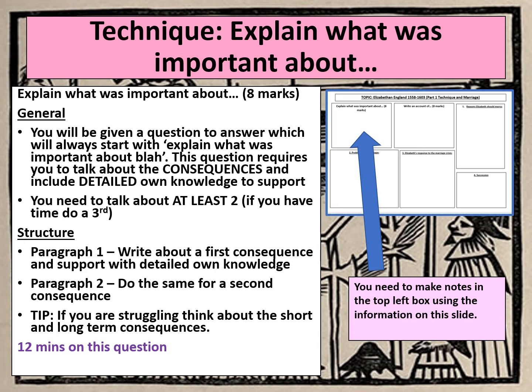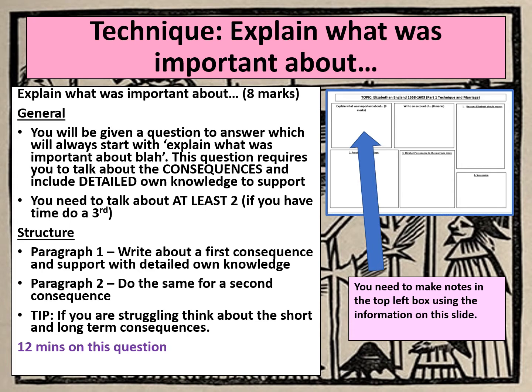So here's what you need to be recording now. This is the actual technique to this question. So explain what was important, about 8 marks. This is about something you take about 12 minutes on, so about 6 minutes per paragraph. You're going to be given a question to answer, which will always start with explain what was important about blah, blah, blah. So as we said, it could be Elizabeth's decisions regarding marriage. It could be about the Essex Rebellion.